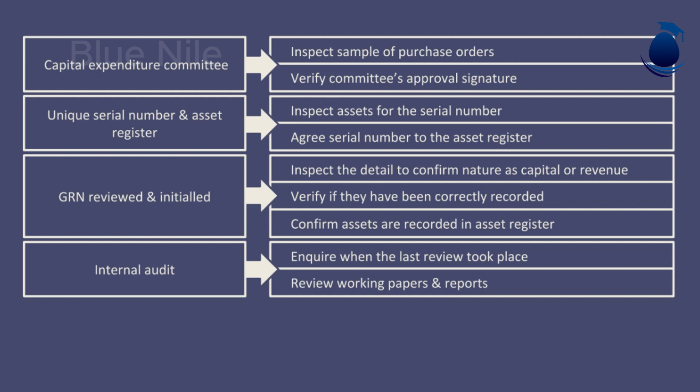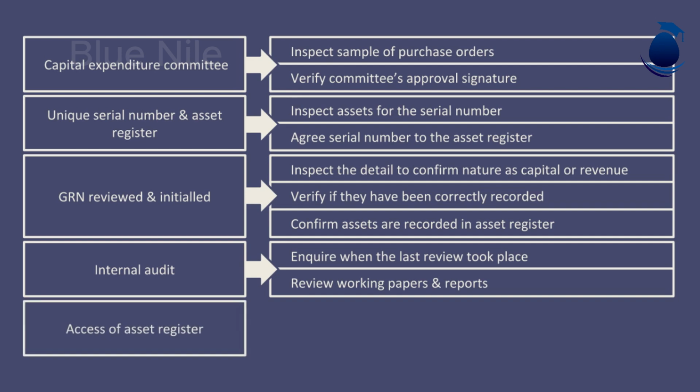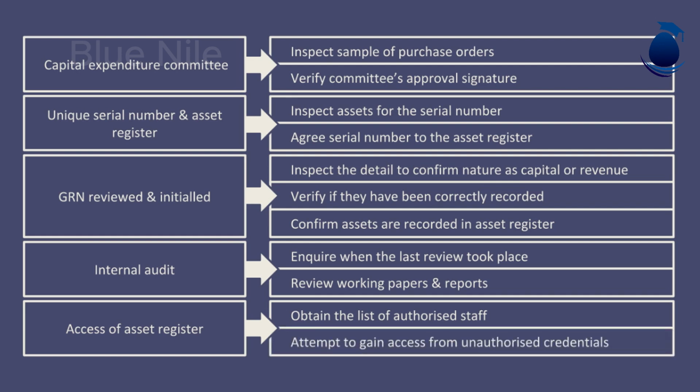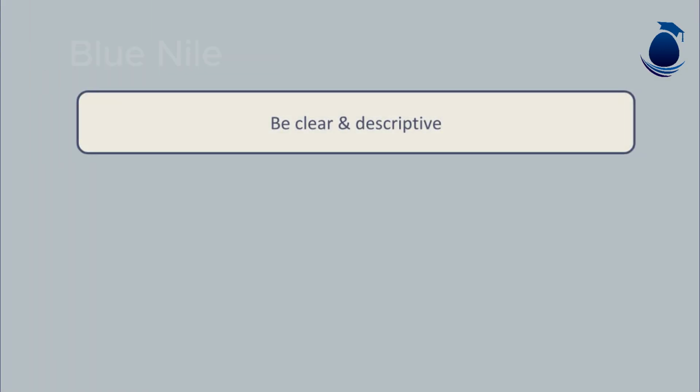The final control in this scenario is that access to the non-current asset register is restricted through passwords. A control test could be to obtain the list of authorized staff in the finance department and attempt to gain access to the system by using the password of a staff member not on that list. Remember for each control test to be as clear and descriptive as possible.